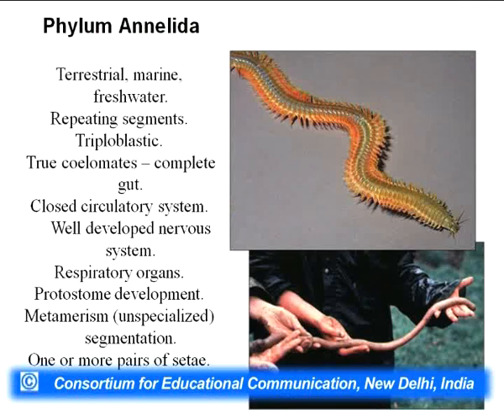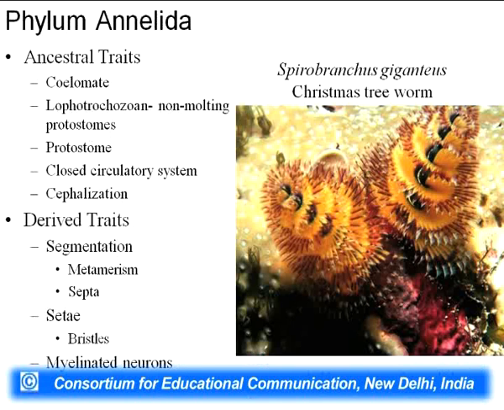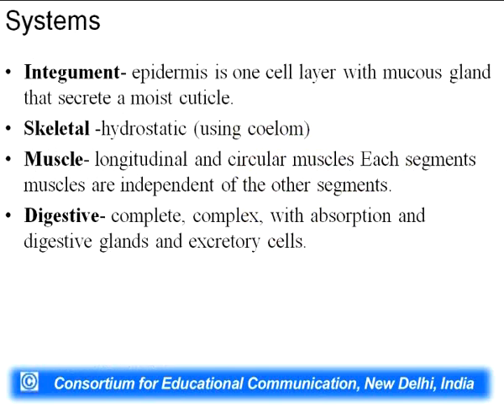These annelids are varied in habit. They can be terrestrial, marine, or freshwater. Body is triploblastic. It means they have three germ layers: ectoderm, mesoderm, and endoderm. They have a true coelom, the body cavity which is internally lined by the mesoderm. Then their body has a number of septa, and the other feature is that the body is provided with a number of structures which can be called bristles or setae or chetae.